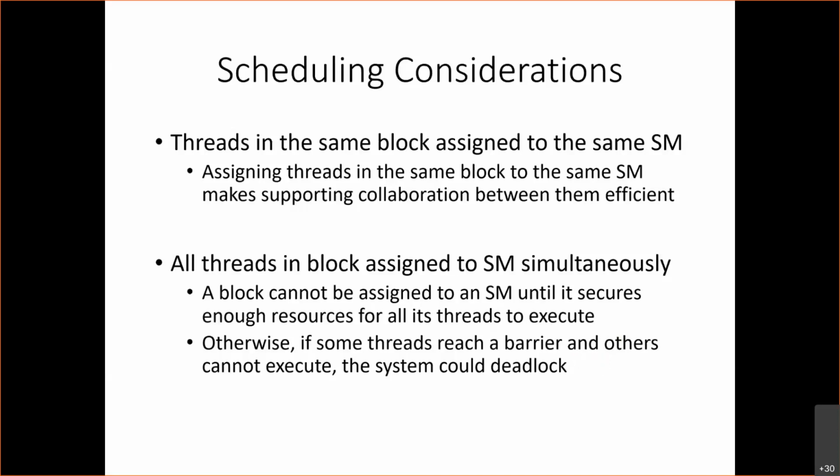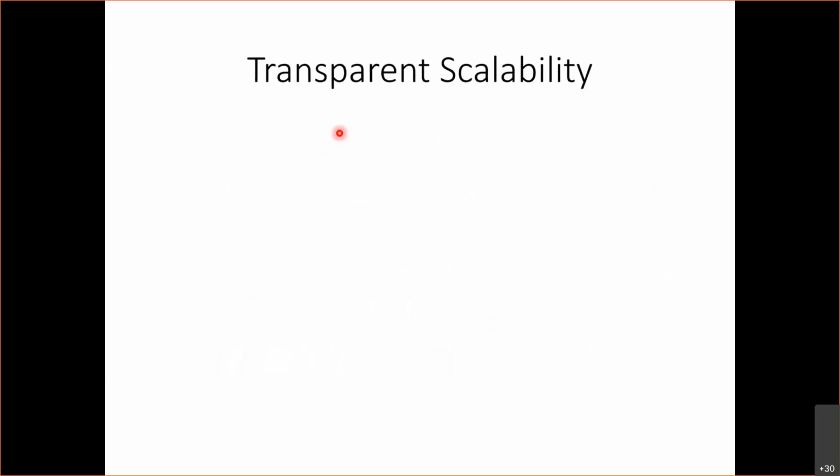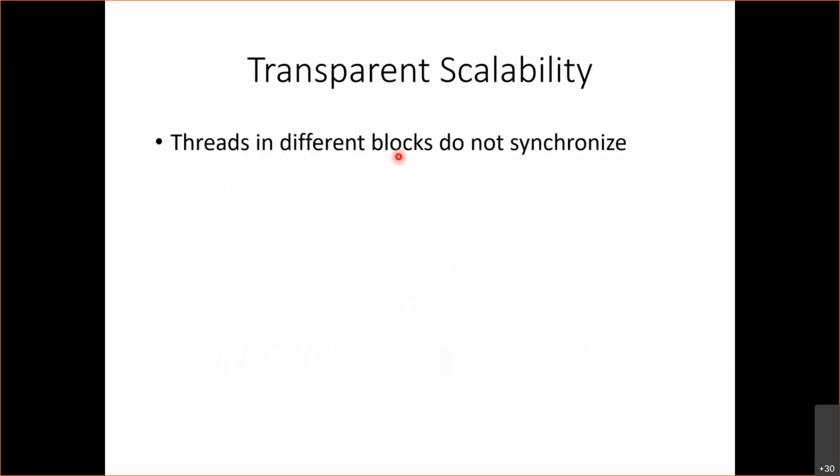Another point I'd like to make is about transparent scalability. So we saw that threads in the same block can synchronize with each other. In contrast, threads in different blocks do not synchronize with each other. Threads in the same block can collaborate; threads in different blocks do not collaborate with each other. And the nice thing about the CUDA programming model not allowing threads in different blocks to collaborate is that this makes these blocks independent from each other.